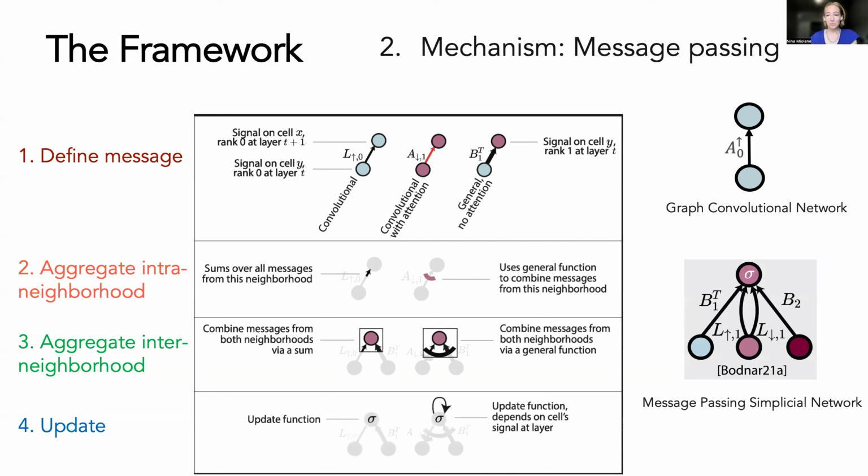So for example, this will be one of the pictograms that you're going to see in the literature review that I'm about to show you. This is a pictogram representing a message passing simplicial network. So how could we think about that pictogram?